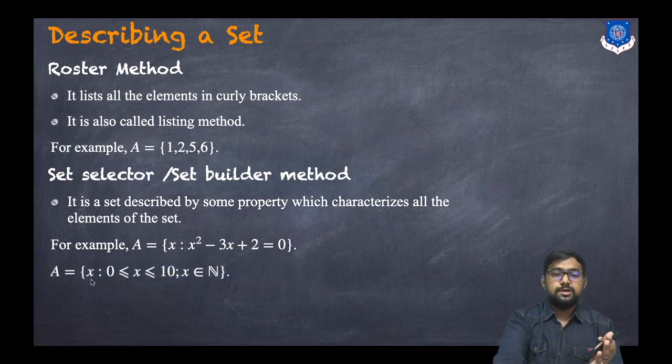Second example: the set of all x such that 0 ≤ x ≤ 10, where x belongs to N. Here x is between 0 and 10, and in addition x belongs to the set of natural numbers. So how many elements will there be? Since N does not have 0, the elements will be from 1 to 10.